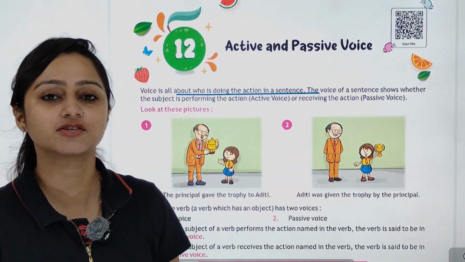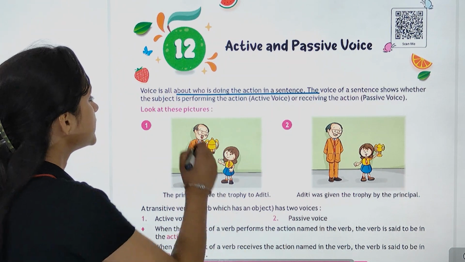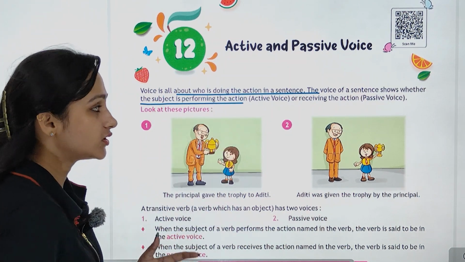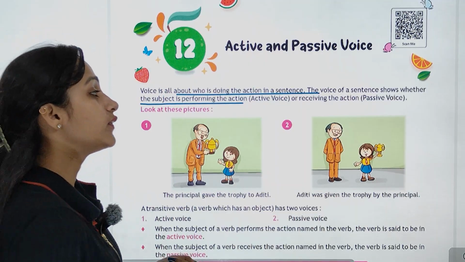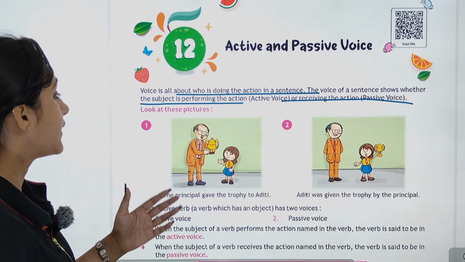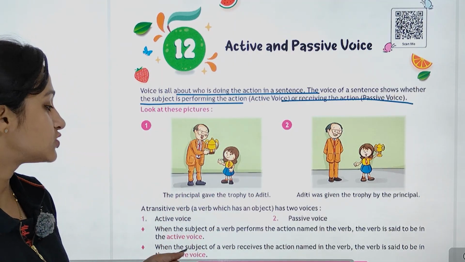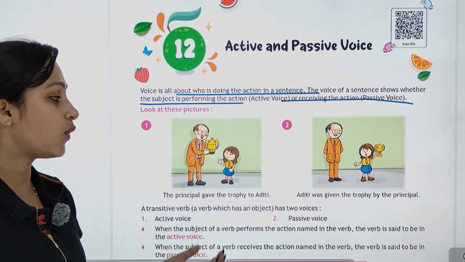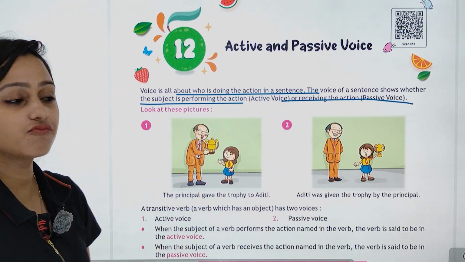कि कौन कर रहा है actions एक sentence में. Like the voice of a sentence shows whether the subject is performing the action. अगर सब्जेक्ट परफॉर्म कर रहा है एक्शन तो क्या, एक्टिव वॉइस है, और रिसीविंग द एक्शन है तो फिर वो आपकी पैसिव वॉइस है. Like look at these pictures. The principal gave the trophy to Aditi. So Aditi was given the trophy by the principal. This is active voice and this is passive voice.